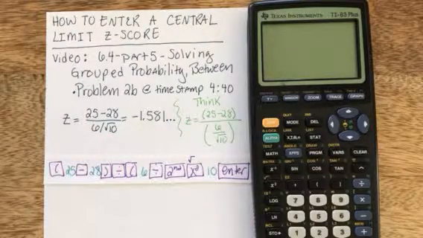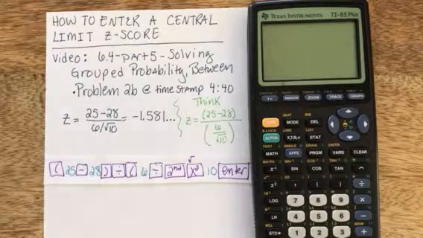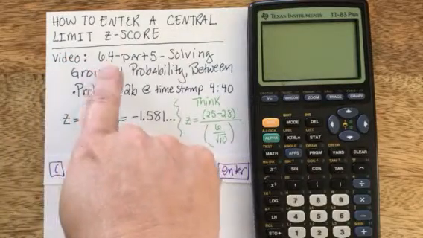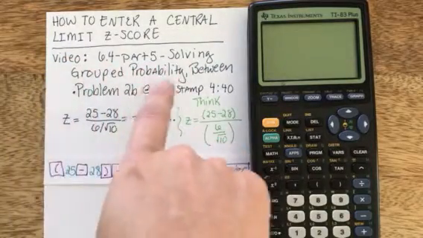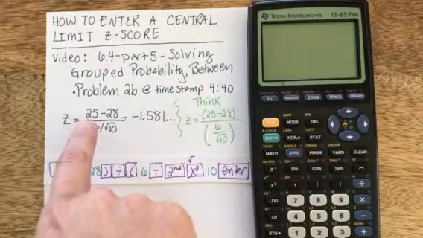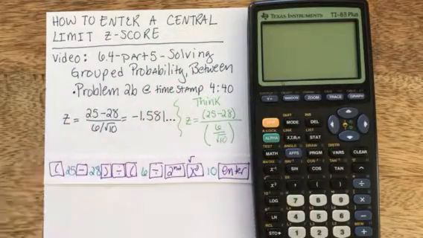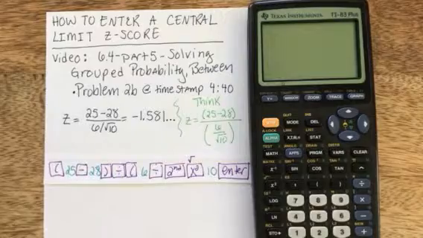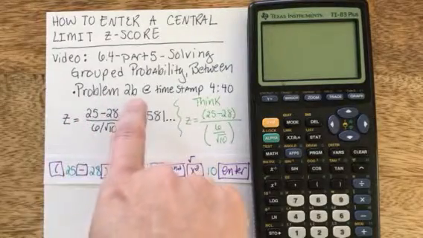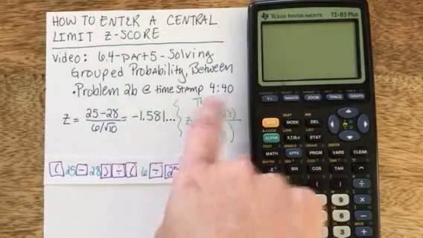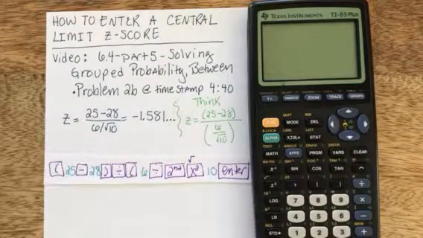may be more complex. I took this exact problem off of my video titled 6.4 Part 5 Solving Group Probability Between, because it was between a group average of 25 and another value, but we'll just show this one piece. Specifically, it's problem 2B at timestamp 4 minutes and 40 seconds, where you see this appear in the video.